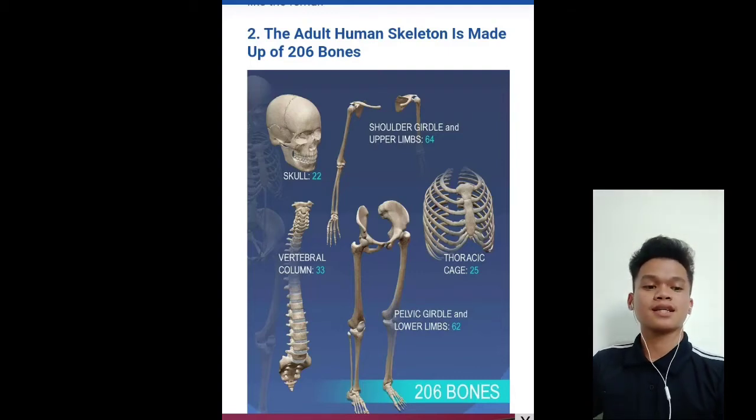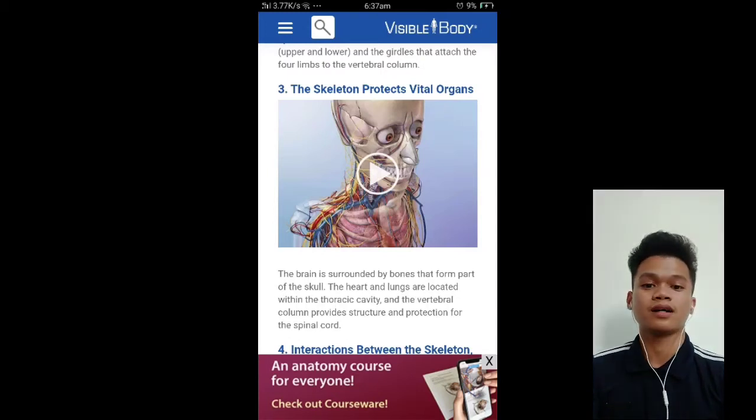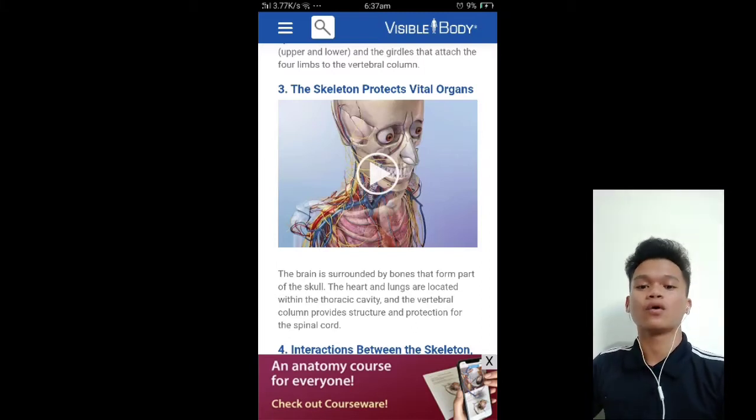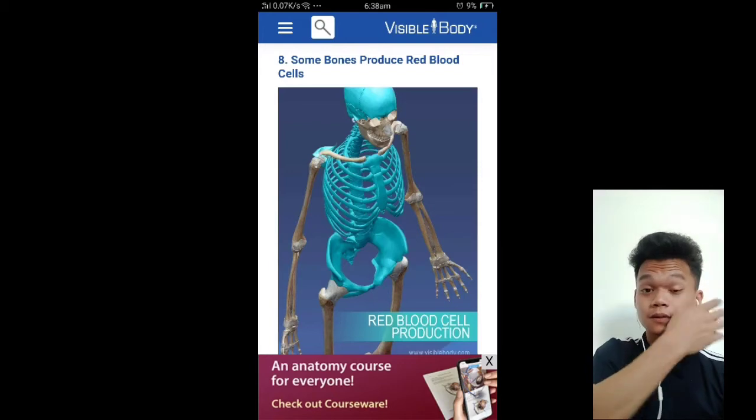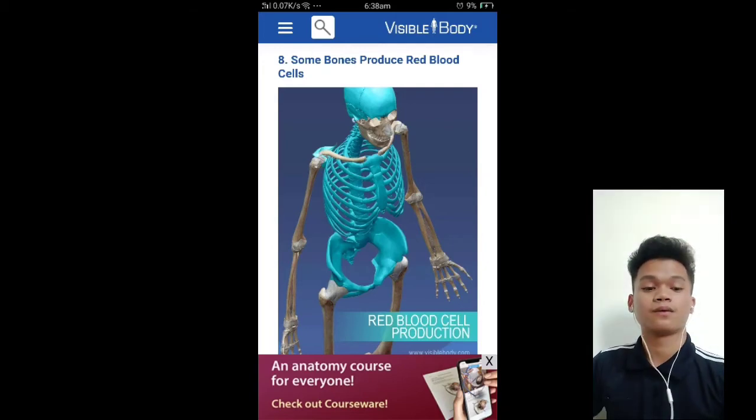Next, the skeleton protects vital organs, as we have discussed. Next, some bones produce red blood cells, and not only red blood cells but also white blood cells. They come from the bone marrow.